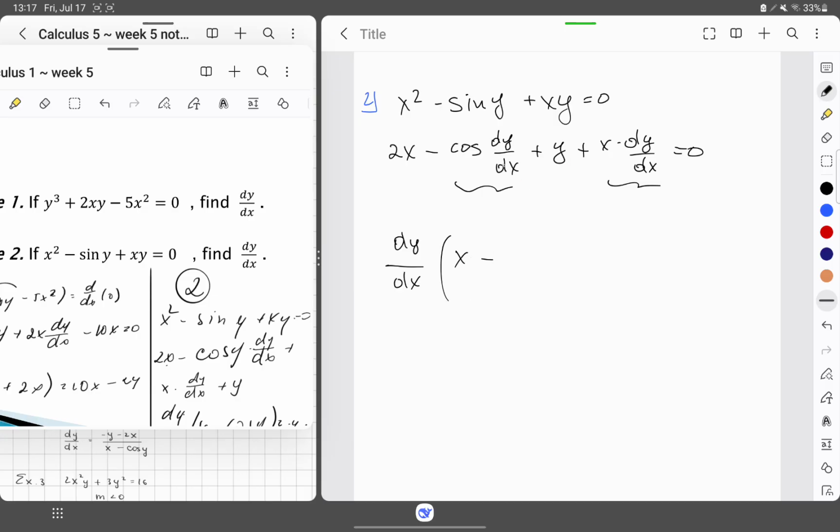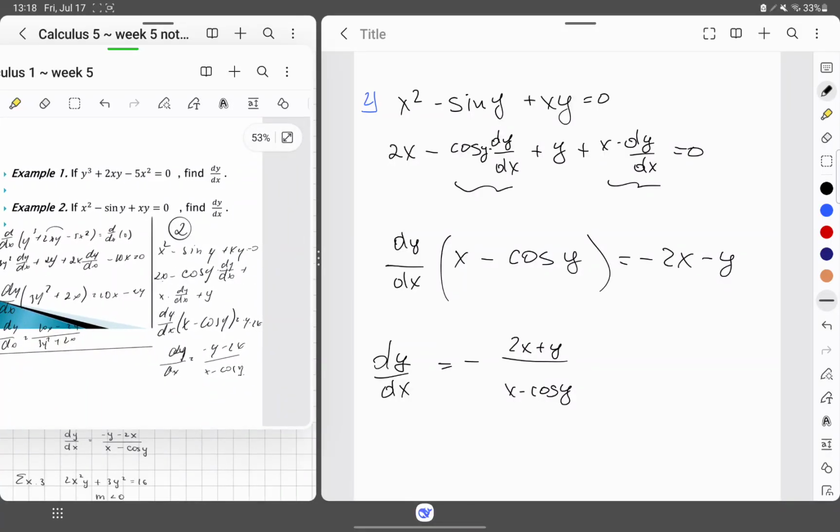Wait a second. So dy over dx, x minus what? Cosine y will be, I think. Sine will be cosine y. Cosine y times dy over dx. Cosine y, I think. And this will be what? Negative 2x minus y. So dy over dx, I think it's not true, but anyways, negative 2x plus y over x minus cosine y. I don't know that exactly, really. But let's see.